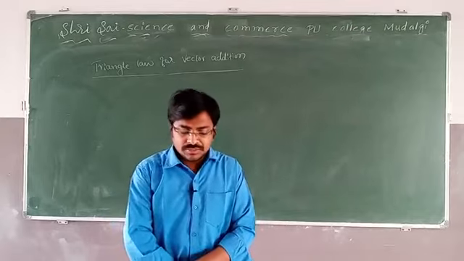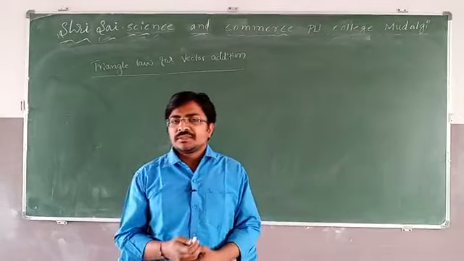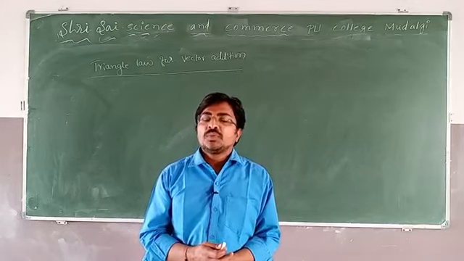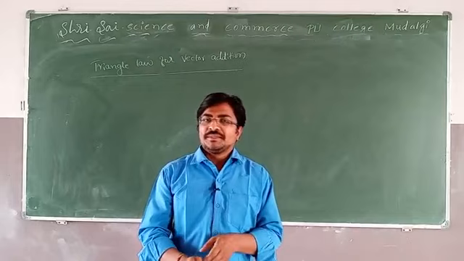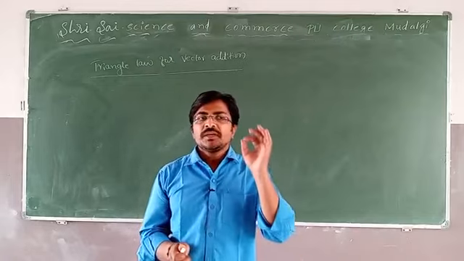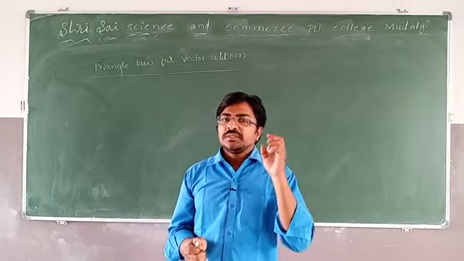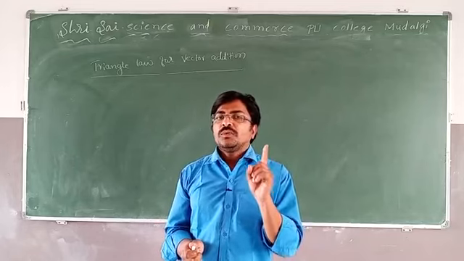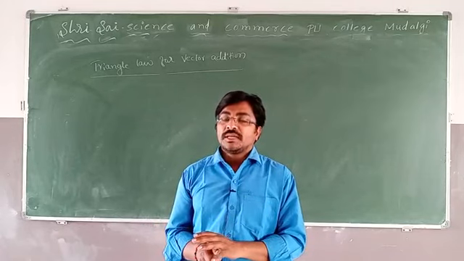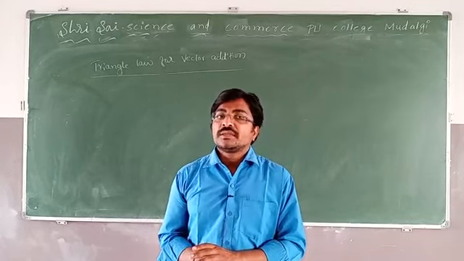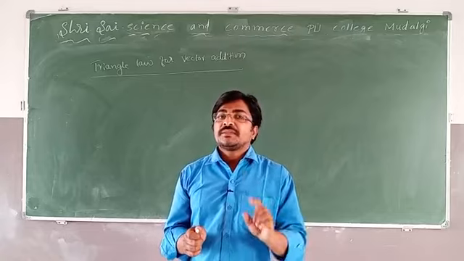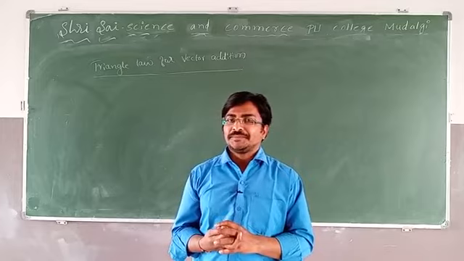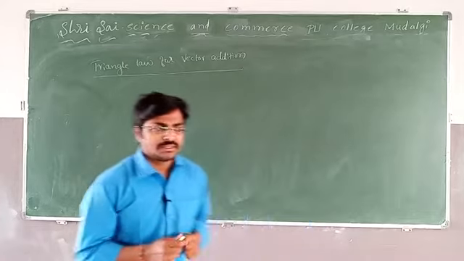Triangle law of vector addition means if any two vectors are represented by the two sides of a triangle, and once again I will repeat, just listen carefully, any two vectors represented by two sides of the triangle, then the resultant is represented by the third side of the triangle in opposite direction. How is it? We will see.